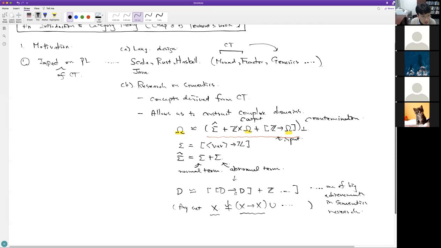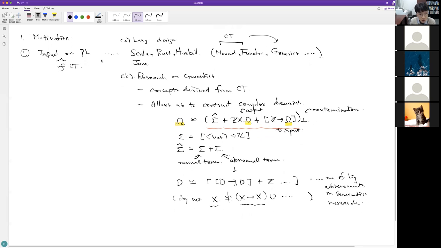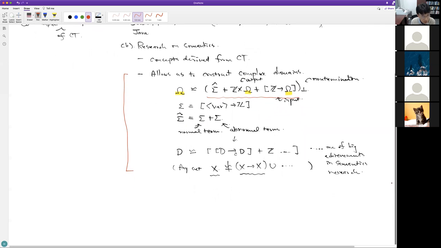who is really the godfather of domain theory, and who also got the Turing Award and many other prizes. Okay, so we study category theory because it influenced the language design, and it has a huge influence in the semantics. In particular, we want to learn some techniques from category theory that let us handle this question. So that allows us to show the existence of a complicated domain, which is defined essentially recursively. Okay, so that's the motivation.